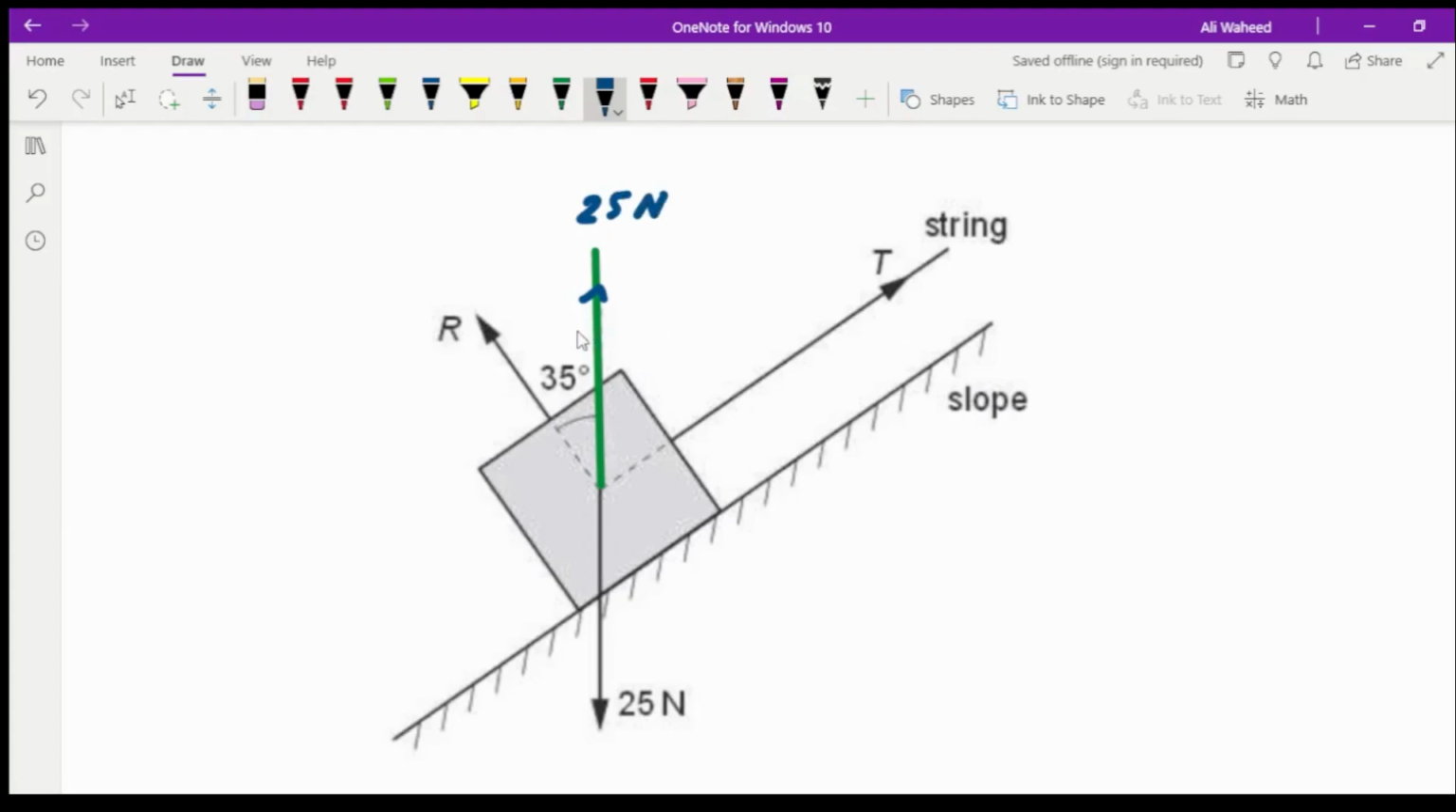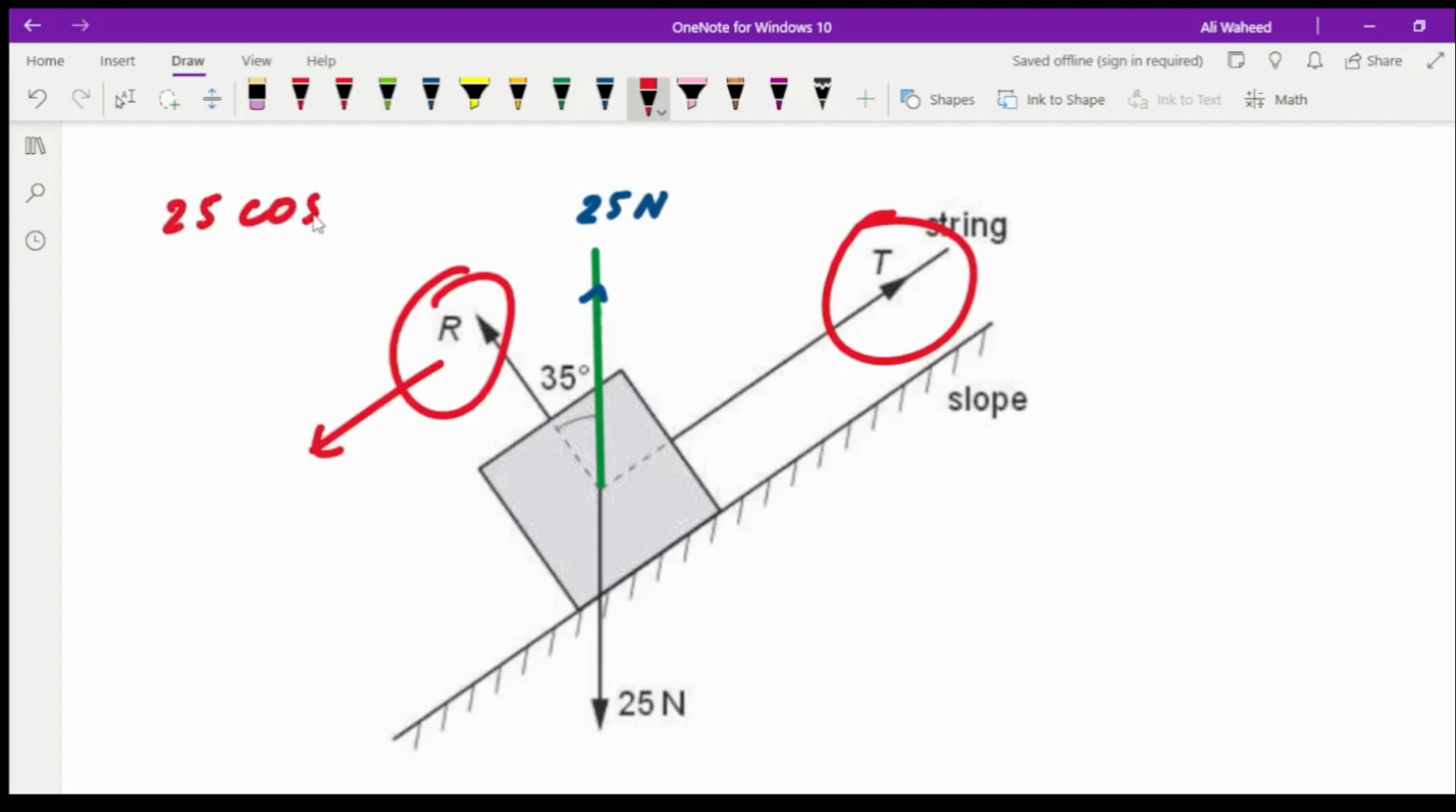Now if this is your vector, this can be called one of the components of your vector 25 Newton, and the T can also be called one of the components of this vector. So with this vector you are also getting two components, one from here and one from here. How much would this one be? It would be 25 times cos 35 because it is directly with the angle, and the other one would be 25 times sine 35 because it's not directly with the angle. So you get the same answer either way. It's totally your choice.